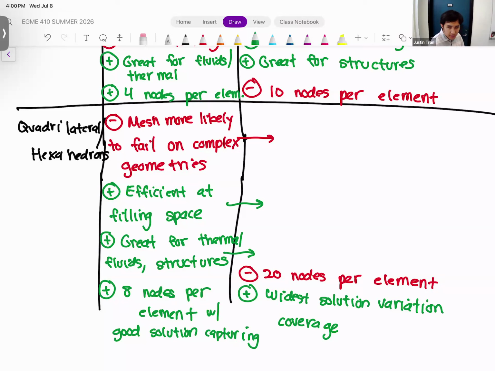So solution coverage is important because it means that we're going to be able to get an accurate solution without nearly as many elements. And so, even though the quadratic hex per element is more expensive, we can probably reach a converged accurate solution without a high element count. Okay. Any questions on this table here?